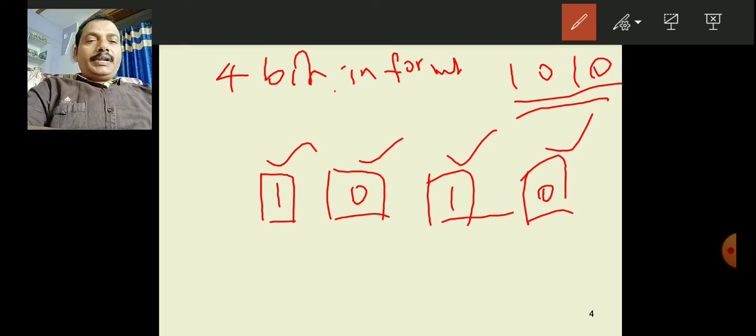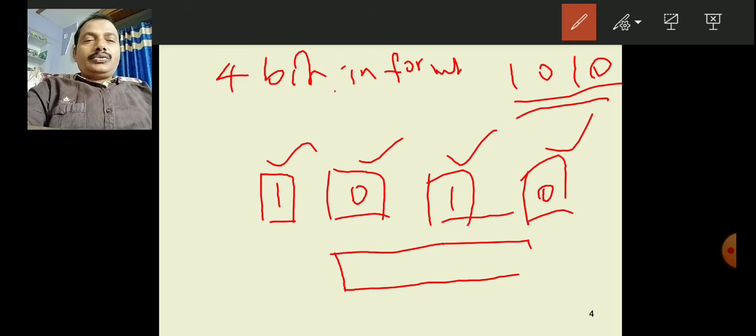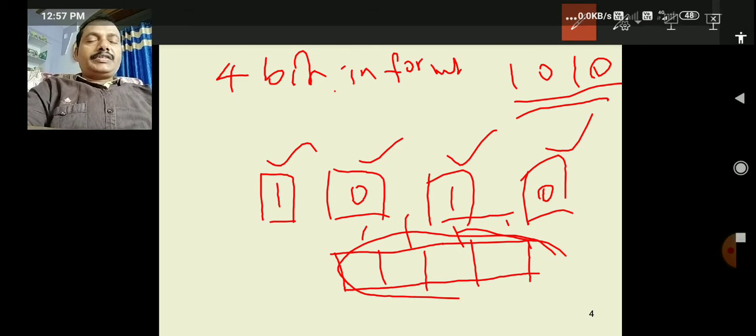So this 4-bit register you can draw like this. This is the first flip flop, 1, 2, 3, 4. 4 flip flops are there. So this is one register.